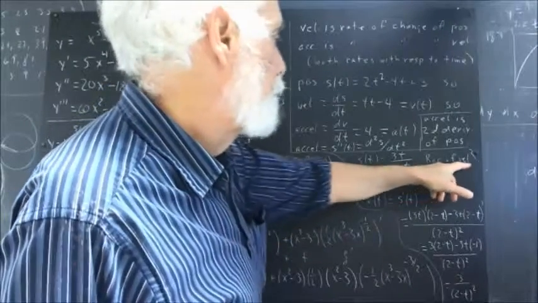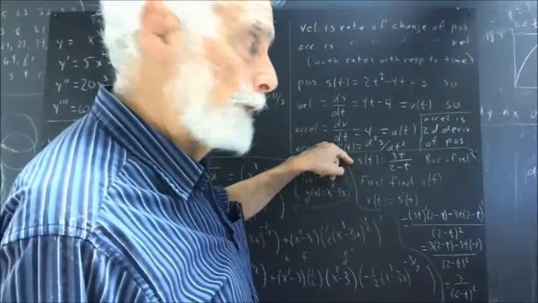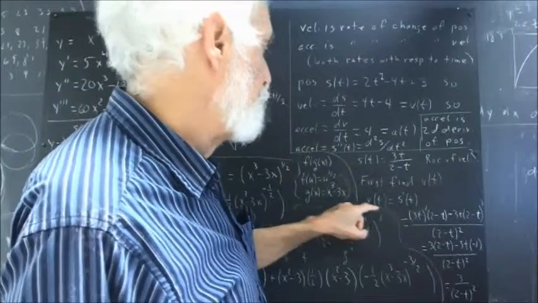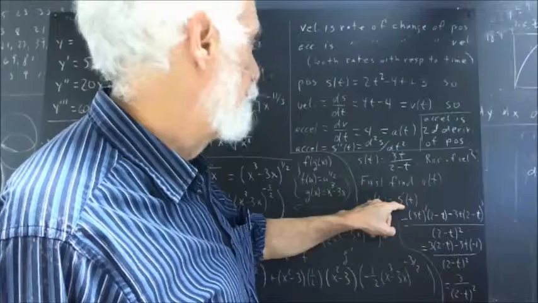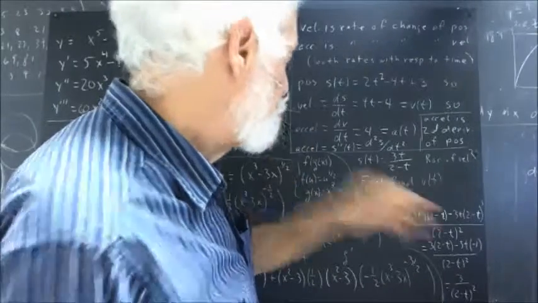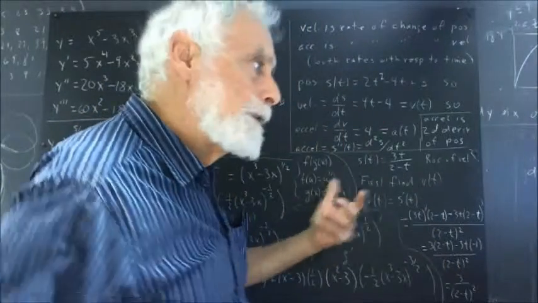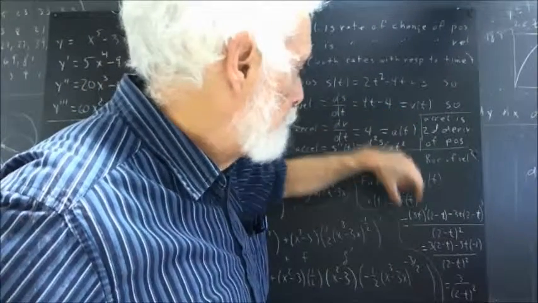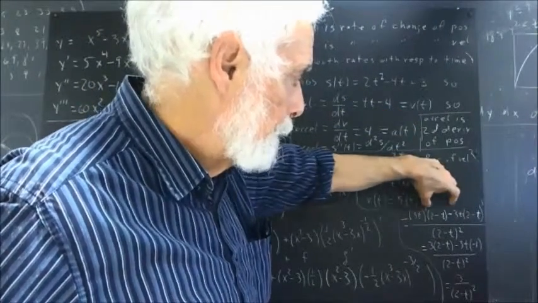So to find the velocity function, we take the derivative of our position function. So first we find our velocity function. Velocity function is the derivative of our position function, and we do that using the quotient rule. Okay, derivative of the numerator times the denominator, here.